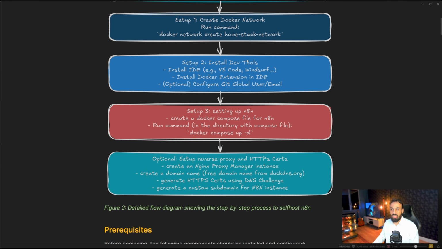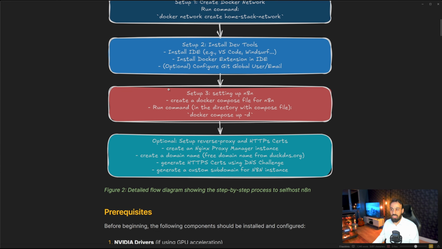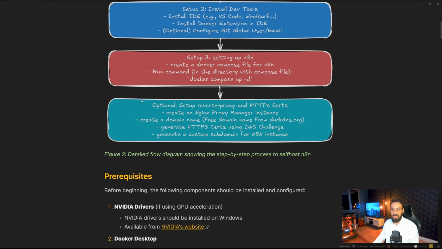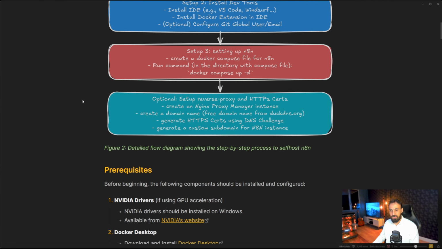And then we will install some development tools. It's just a way of managing the containers. Different people might have different ways of managing containers. I will explain the way I prefer to do it. It doesn't have to be like this. Then we will be able to set up and self-host n8n, and we will see the steps to do that. And then finally, for the overachievers, we will set up a reverse proxy and HTTPS certificates to have more secure, more user-friendly names instead of dealing with IPs and ports.